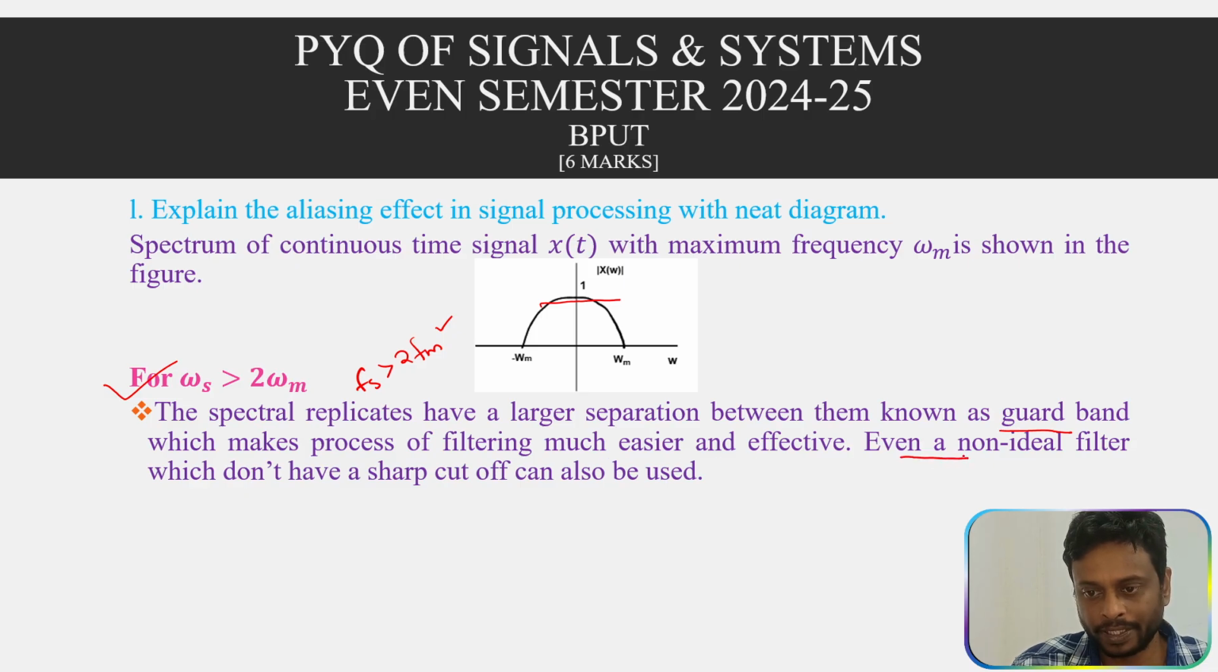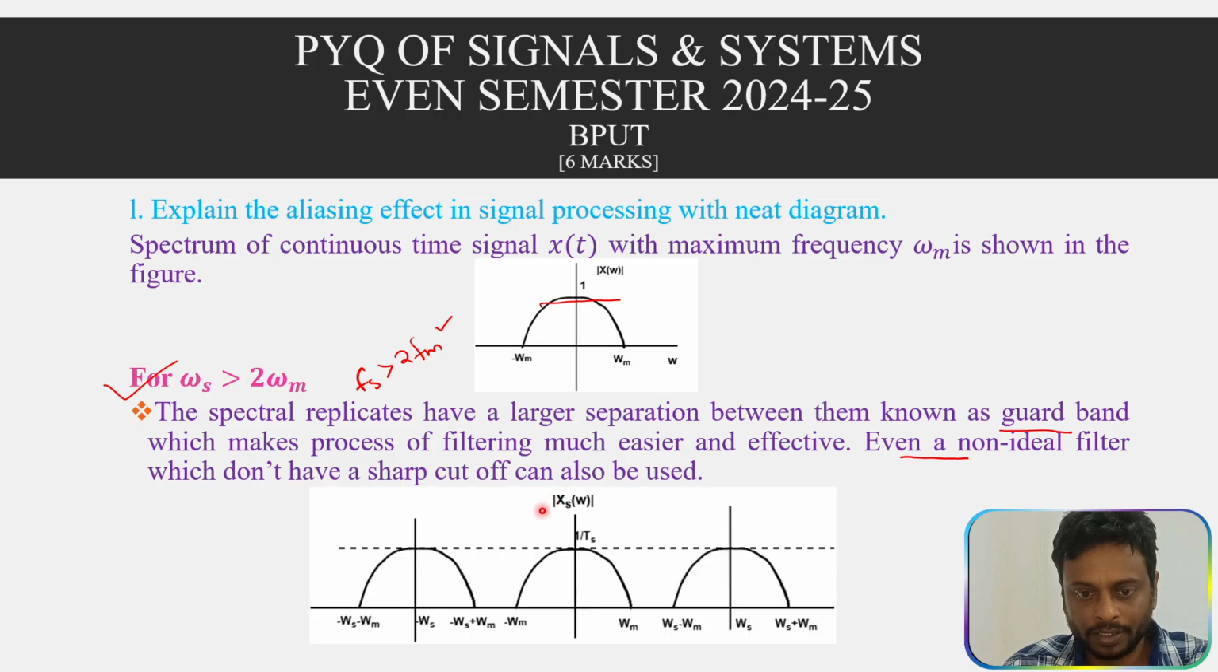So even if a non-ideal filter is used, the original signal can be reconstructed. This is the case when ωs is greater than or equal to twice ωm. These are called the guard bands. You can see there is a gap, a larger separation between these two bands. These bands are called the guard bands.